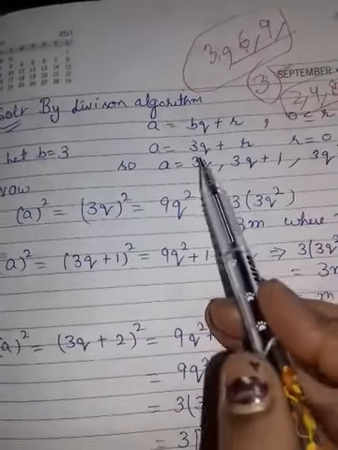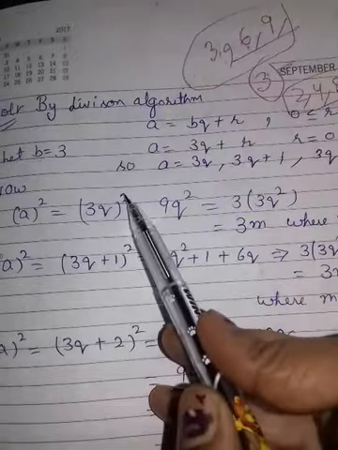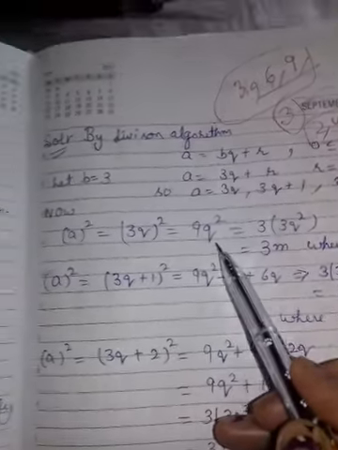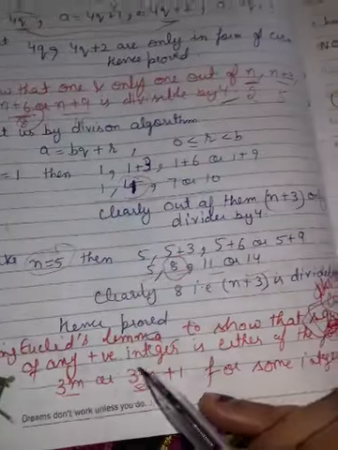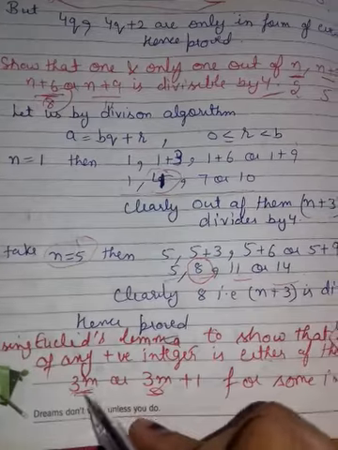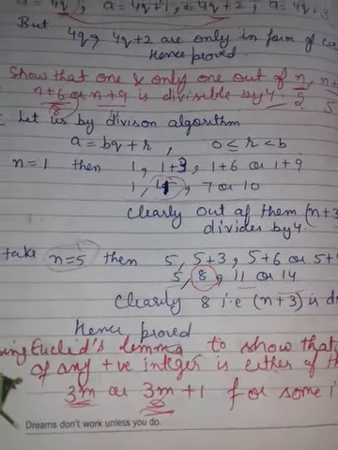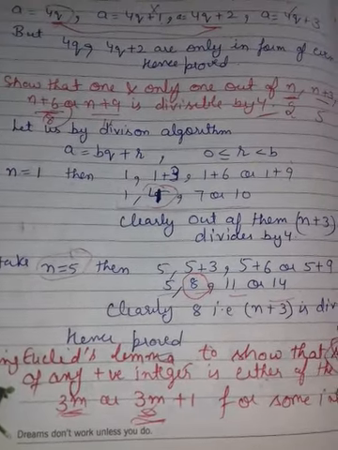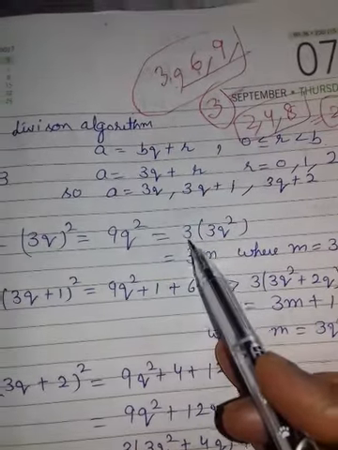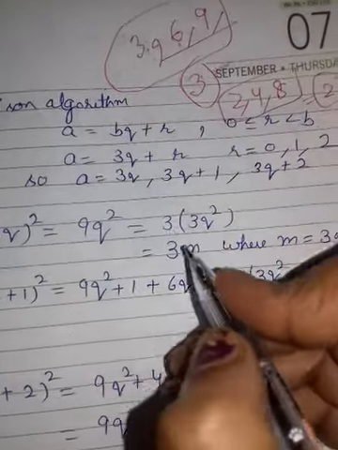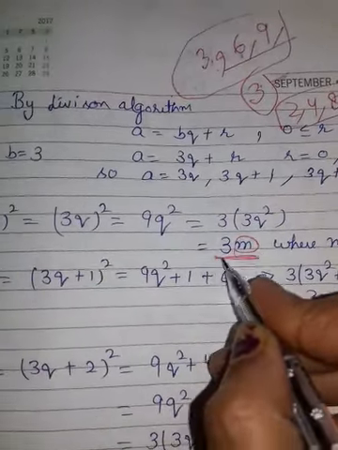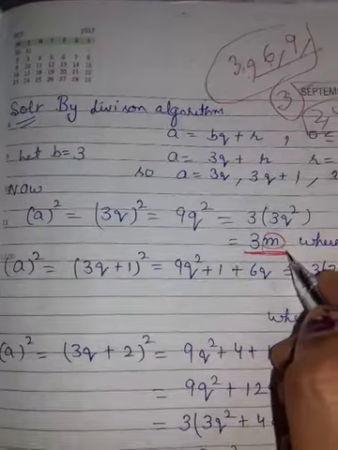Now you see, a square. Firstly you take this number, square it, and you get 9q square. But you have to show that the square of an even number is either of this form or this. Whenever you open the square, you will get only this type of number. Now I opened it, you will get this. So m can be anything, and I can write it in this form: 3m or 3m plus 1, as you want.